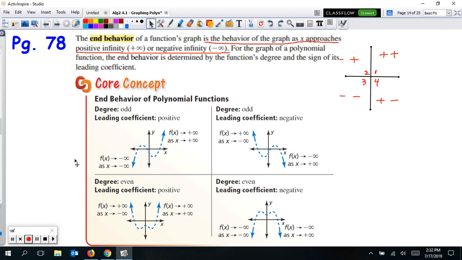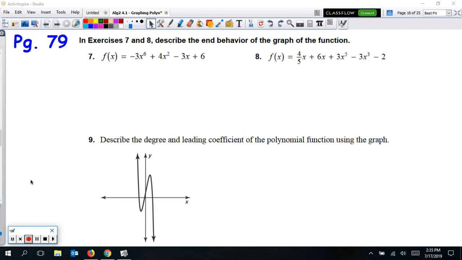All right, let's go ahead and try something like this now. Back on page 79, number 7 and 8 say describe the end behavior of the graph of the function. So that's where we want to use that core concept, look back at that to help you. For number 7, to describe the end behavior, you want to ask yourself two things: what is the degree and what's the leading coefficient? Is the degree even or odd, and is the leading coefficient positive or negative?